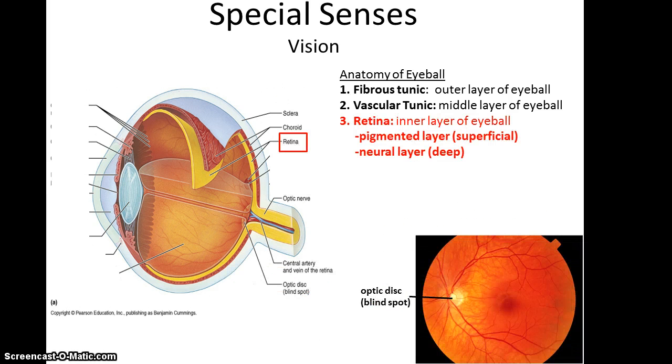The third layer of the eyeball is the retina. On this one, it's sort of, I guess, a yellowish color. This is where we're actually going to be able to detect light. And it is composed of two layers of its own. The superficial layer is the pigment layer, and then the more deep layer that's lying next to the choroid is the neural layer. I said that backwards. The pigment layer is the layer lying next to the choroid, and the neural layer is the one lying next to the vitreous chamber.